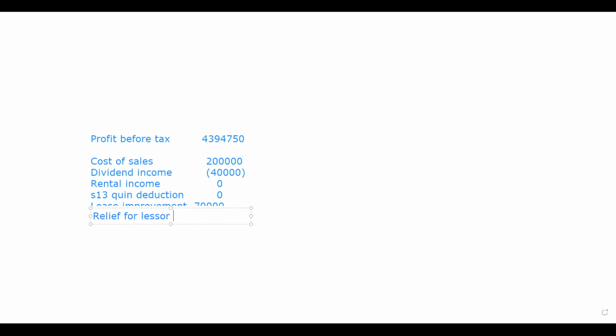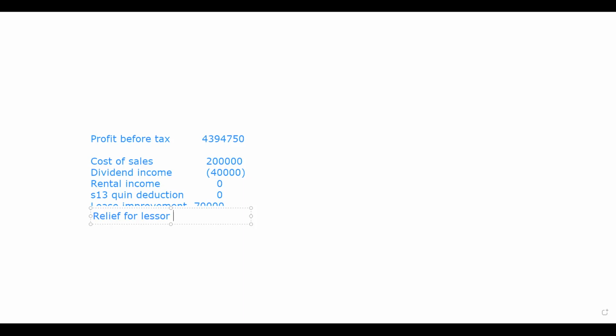And what is this relief equal to? This relief is equal to the amount stipulated in the contract, minus the present value discounted at 6%. I hope you wrote that down. So it's the contract stipulated amount minus the present value. That's the relief for the lessor.